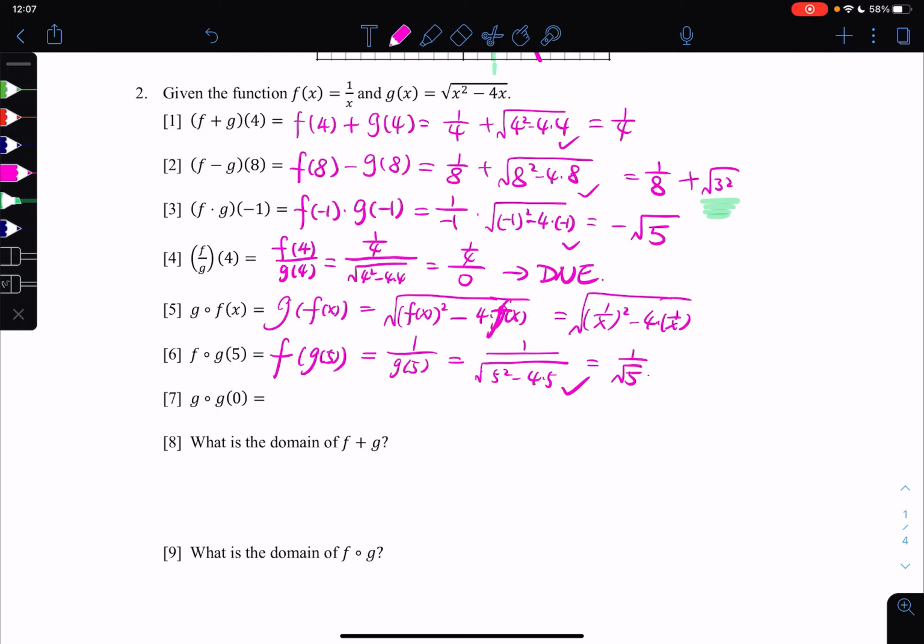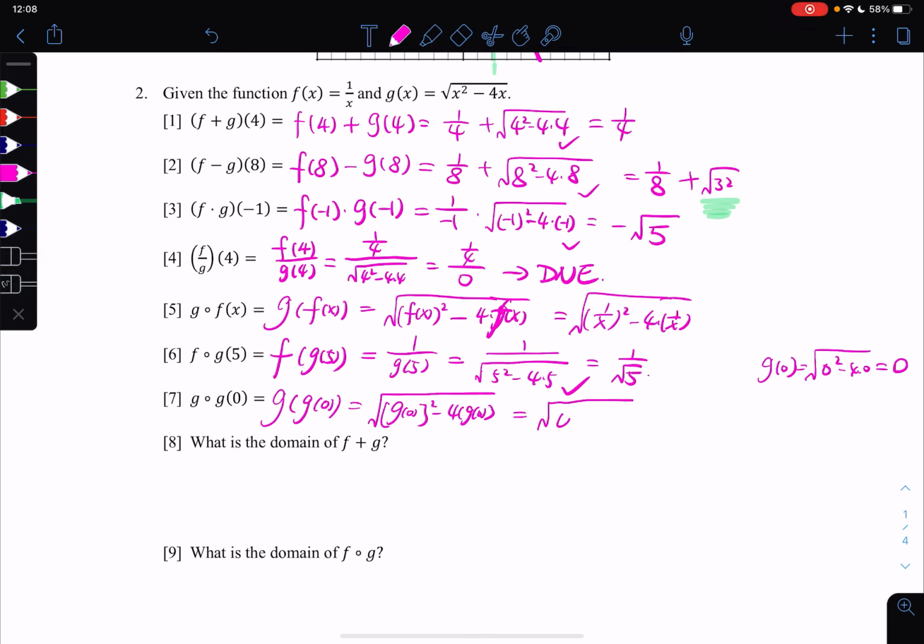There's no variable. The last problem is g of g of 0, so you're plugging g of 0 into your function. So you have g of 0 squared minus 4 times g of 0. If only you know what g of 0 is, you can calculate it on the side. g of 0 is the square root of 0 squared minus 4 times 0, which is the square root of 0, which is 0. So you end up with 0 squared minus 4 times 0, which is 0.